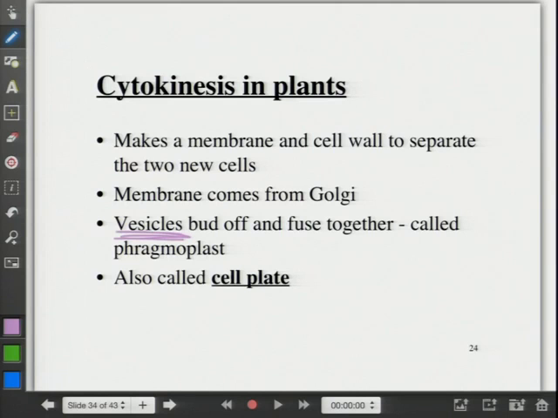Vesicles, Dr. Stein loves her vesicles. Okay. And so that membrane comes from the Golgi, right? Vesicles bud off, they layer themselves, pop open onto that new cell wall, create that new membrane on either side of that new cell wall.